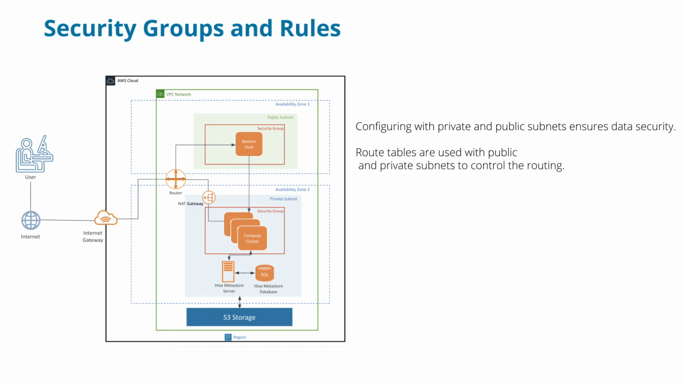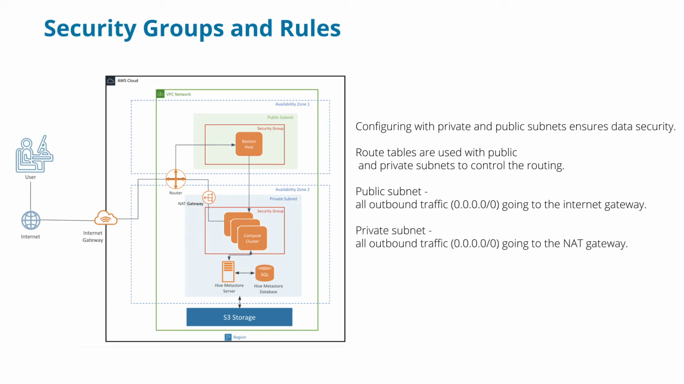Route tables are used with public and private subnets to control the routing for the subnet. A route table used with a public subnet contains all outbound traffic going to the Internet gateway. A route table used with a private subnet contains all outbound traffic going to the NAT gateway. Qubole recommends using a NAT gateway instead of a customer-setup NAT instance for high reliability.